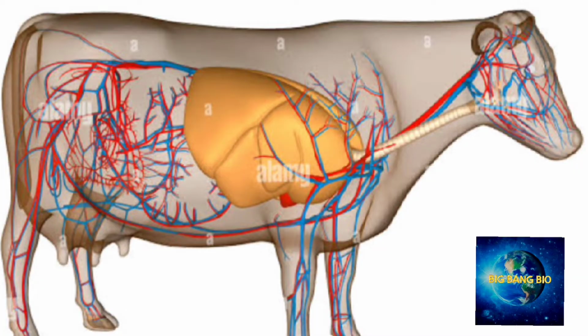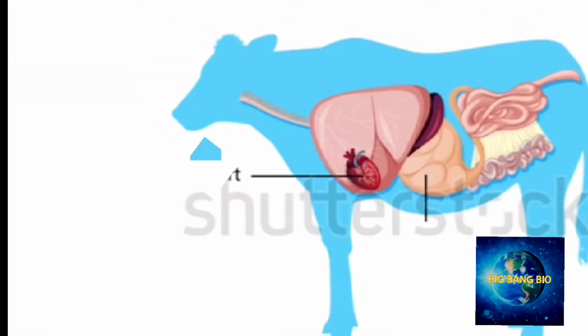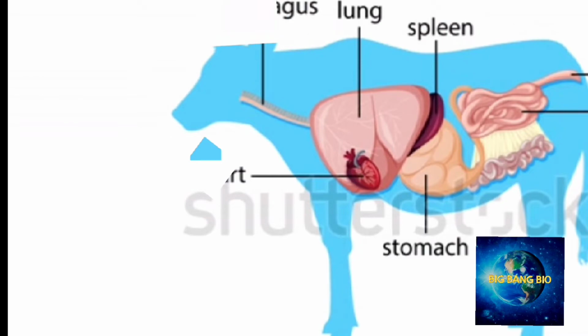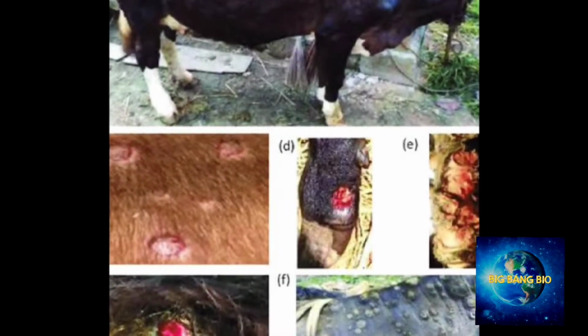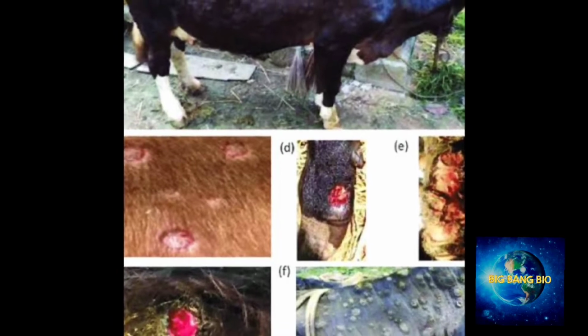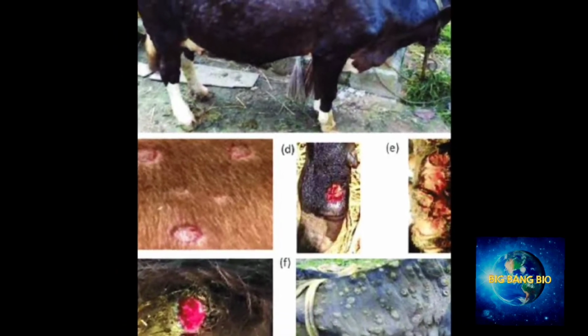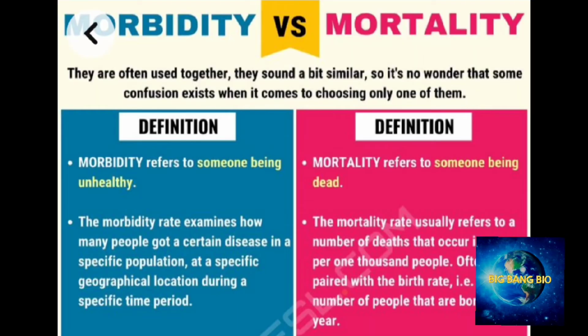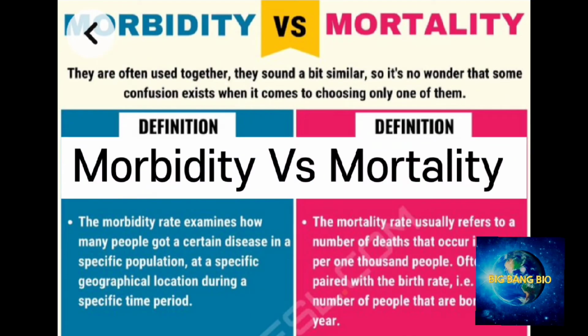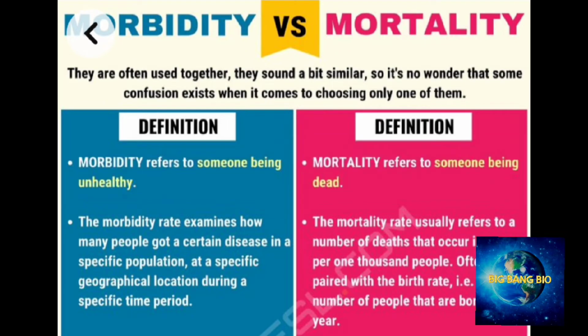This virus attacks the circulatory system, causing vasculitis or inflammation of the blood vessels and lesions in various organs like the liver, lungs, spleen, etc. Secondary bacterial infection in the affected skin lesions can increase the severity and prolong the course of the disease. LSD can cause high morbidity and low mortality.